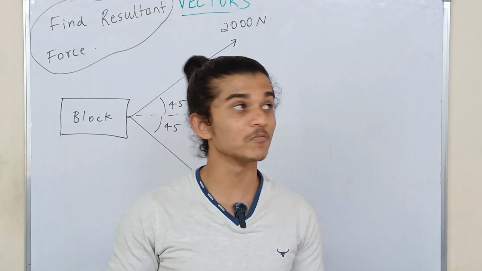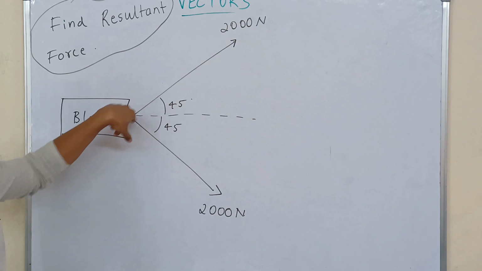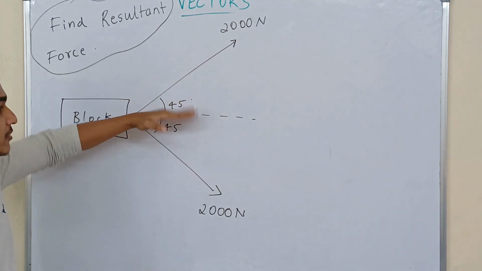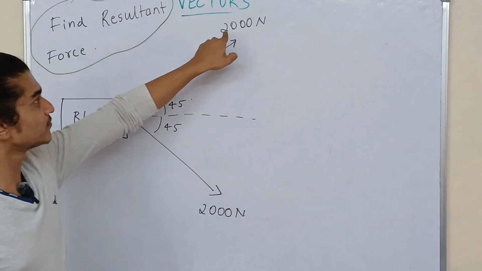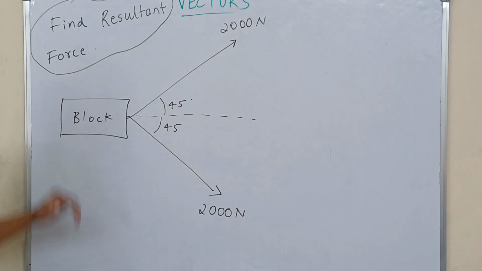So let us solve the last problem. So you have a block. Two people are pulling the block in this direction as well as in this direction, which is making an angle of 45 degrees from the x-axis, up and below, with forces of 2000 and 2000 Newton respectively. So we have to find the resultant force.